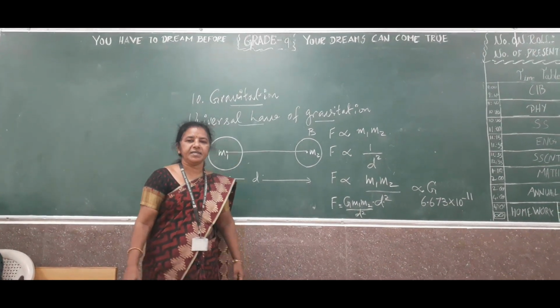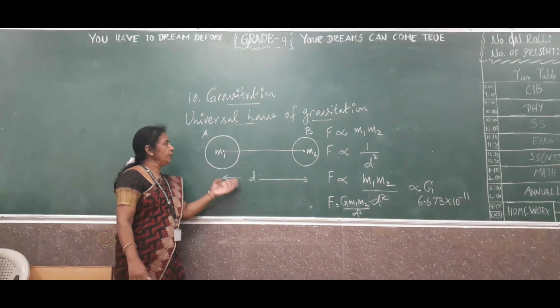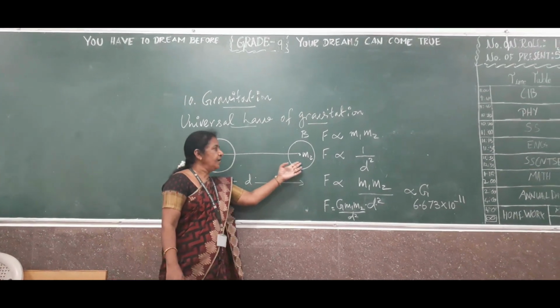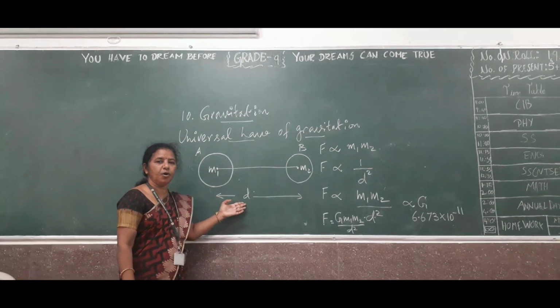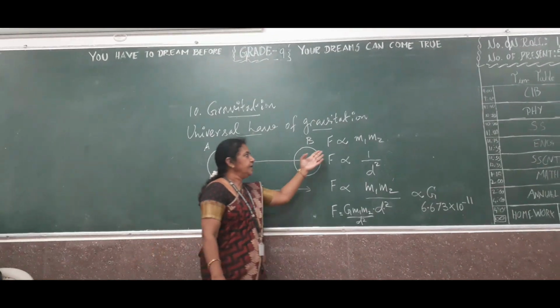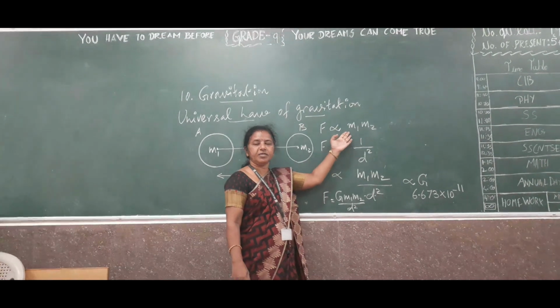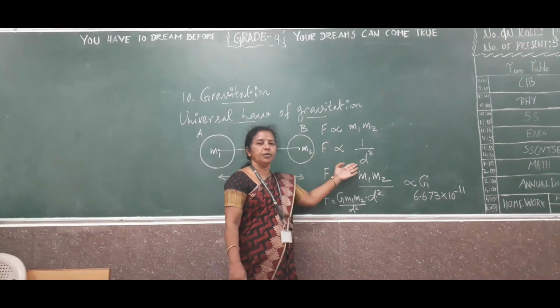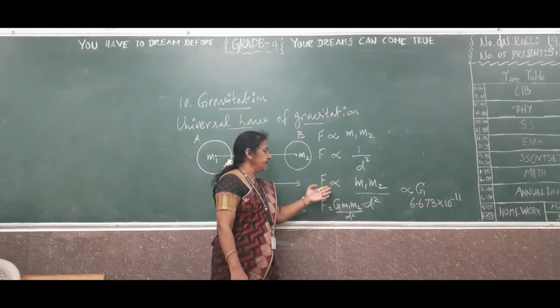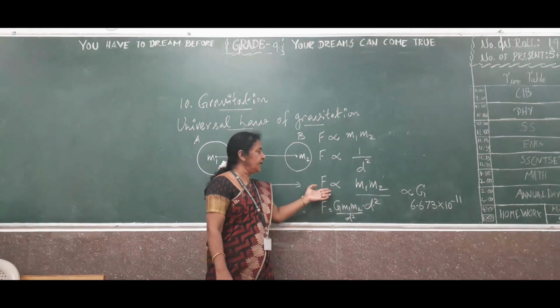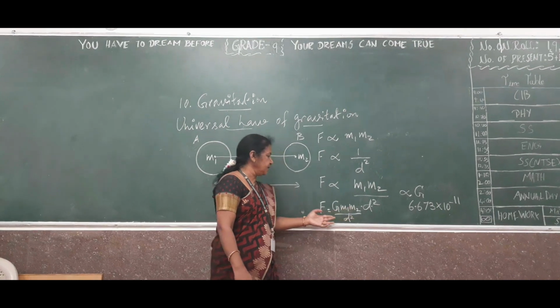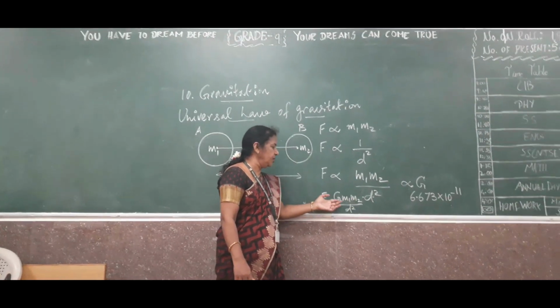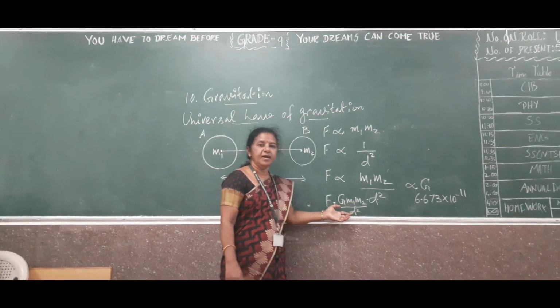Are you able to understand? Is it clear? So there are two different masses of different objects, separated by a small distance d, and the force is directly proportional to the product of masses and inversely proportional to the square of the distance. The formula can be written as F is directly proportional to m1 m2 divided by d square, that is nothing but F is equal to G into m1 m2 divided by d square.